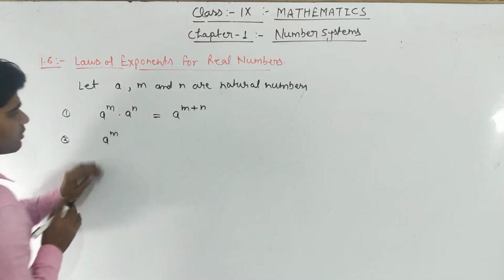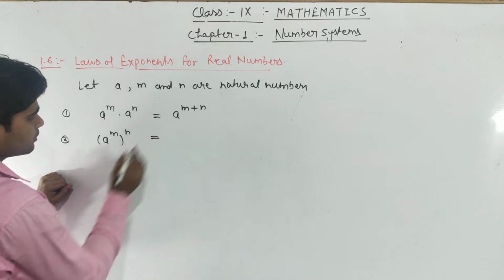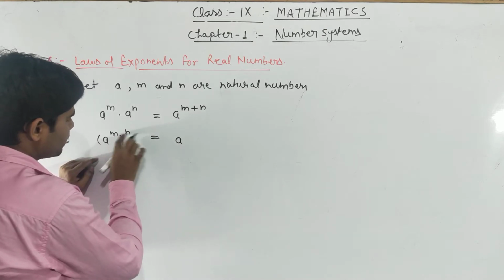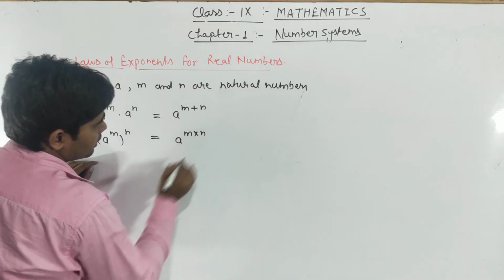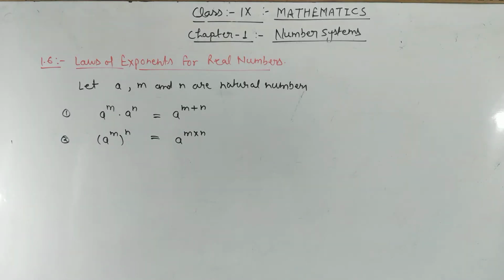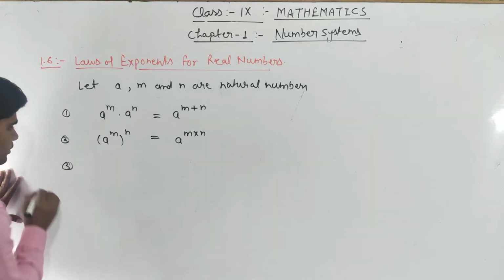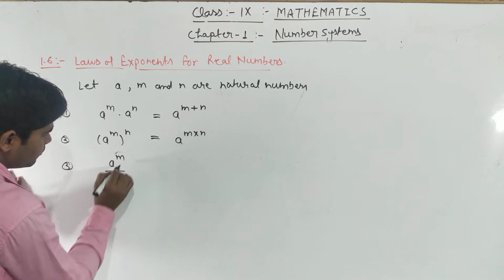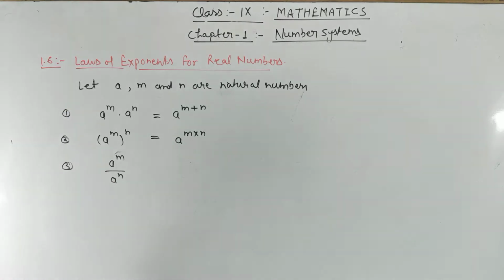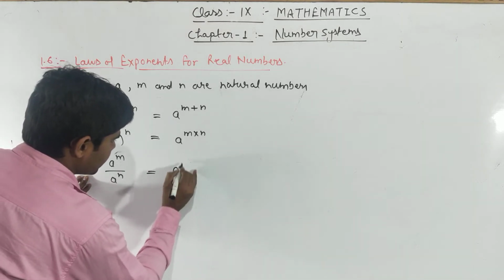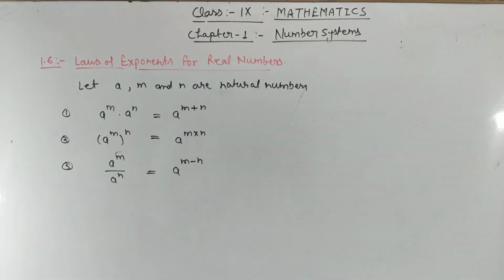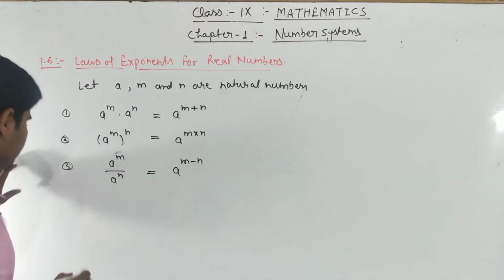Now second, a raised to the power m, raised to the power n. Then the exponents will multiply: a raised to the power m into n. Now third one, a raised to the power m upon a raised to the power n. When both bases are same and written in this form, then we can write a raised to the power m minus n.